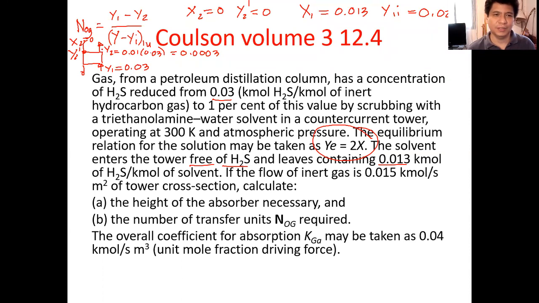So, imagine nyo, yung kapartner nitong Y2 prime, 0. Yung kapartner ng Y1, 0.03, ang kapartner niya, Y1I, ay 0.026. So, kakalculate natin yung delta Y2. I-minus nyo lamang itong Y2 minus Y2 prime or Y2I. So, 0.0003 minus 0. So, delta Y2 is 0.0003, or 3 times 10 to the minus 4.